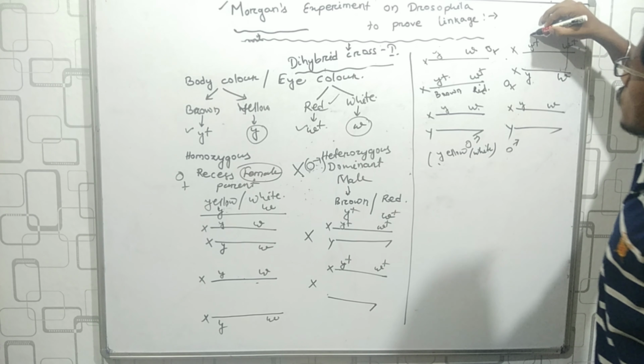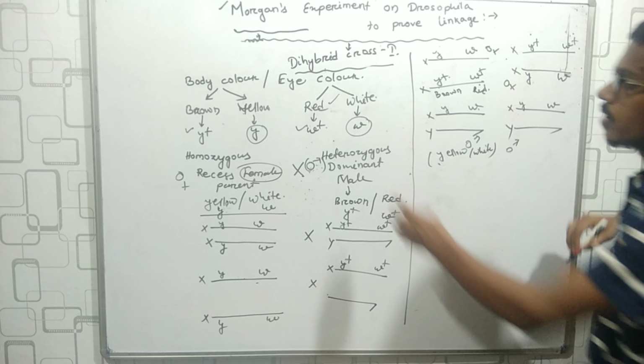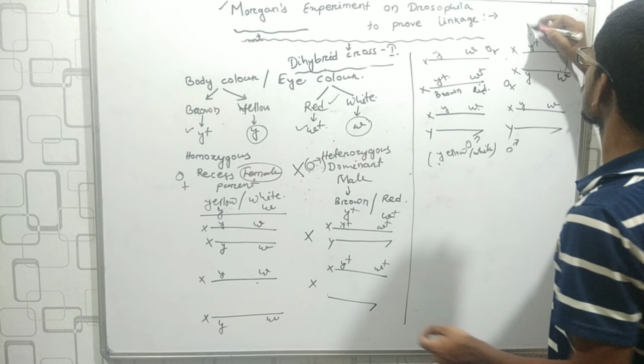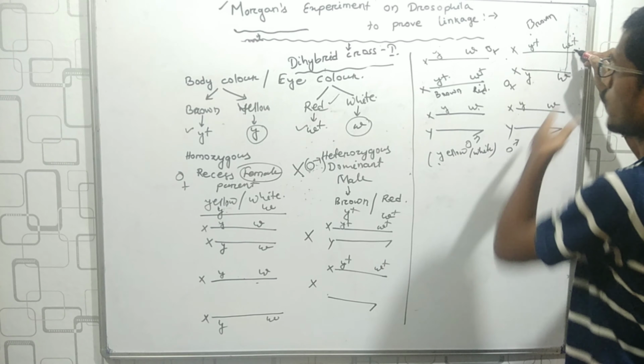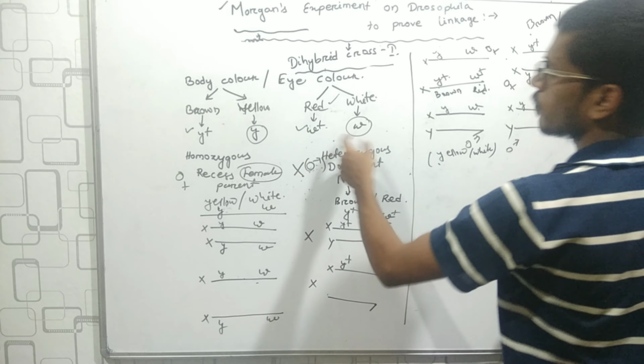Here, small y plus, small w plus. Small y plus, that is your brown, and small w plus, that is your red.